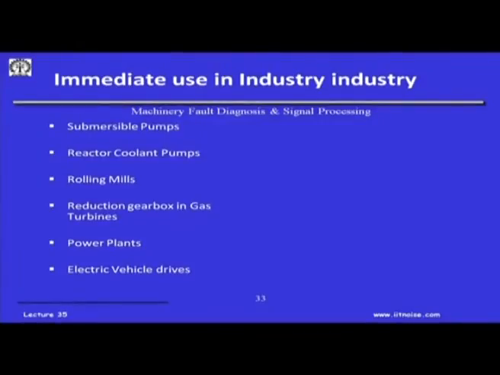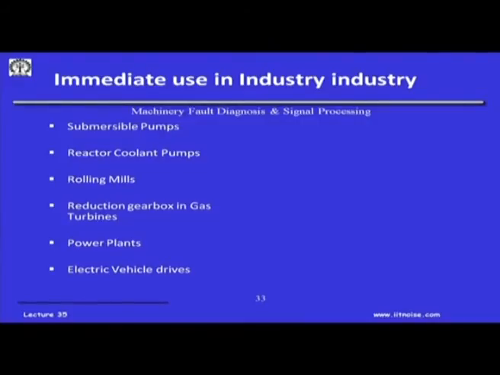Submersible pumps, we just saw the example. Reactor coolant pumps, we cannot go inside the reactors. So, we can monitor the coolant pumps, particularly coolant pumps are very critical to nuclear reactors. That is where they control the temperature of the nuclear reactor. I mean, you know what happened in Japan, okay, because the cooling pumps did not function because they got flooded. The reactor had an uncontrollable reaction. Okay. So, this is very, very important.